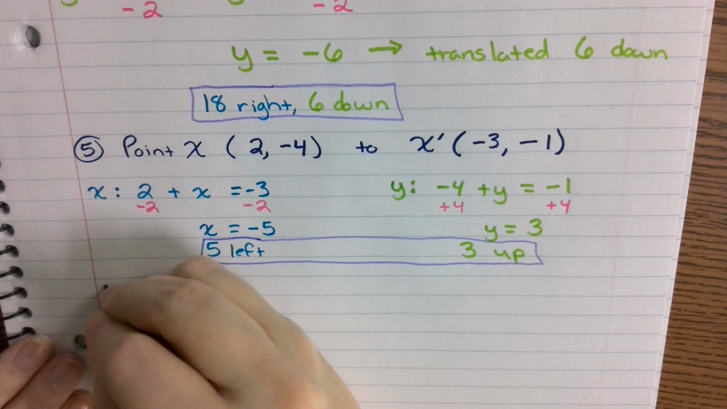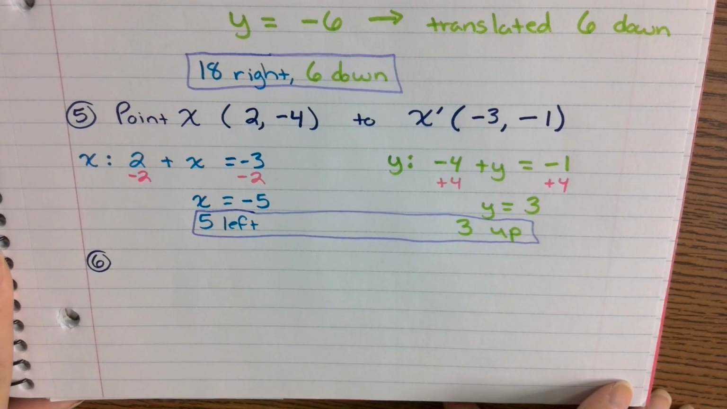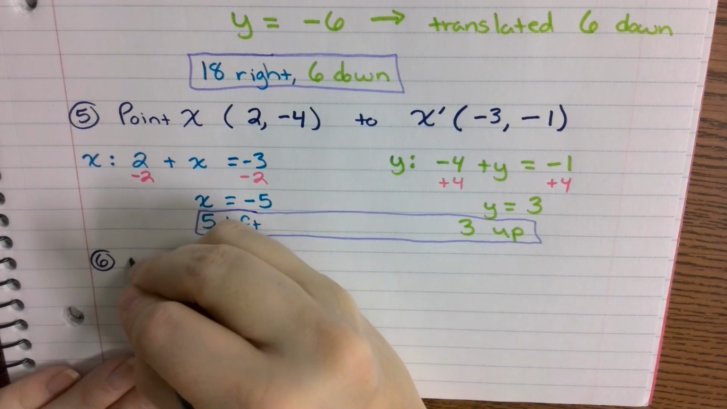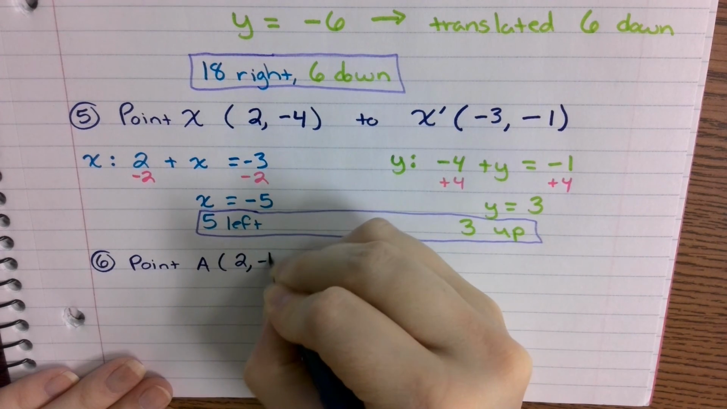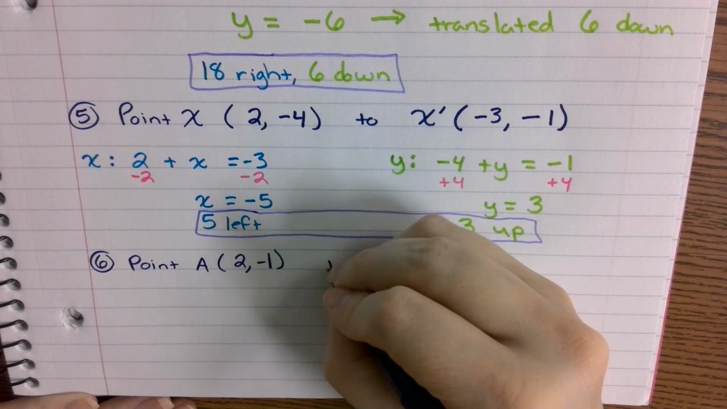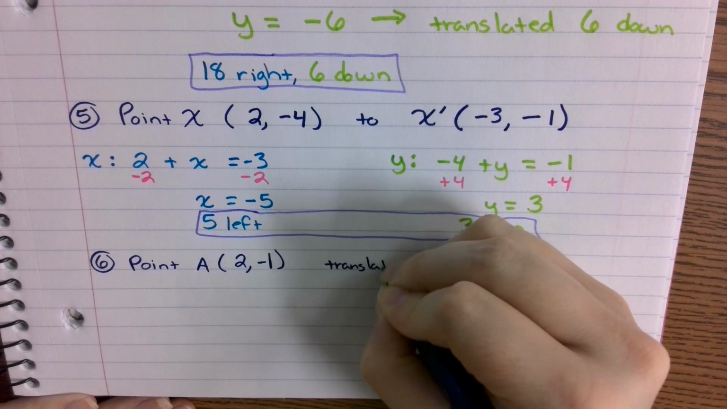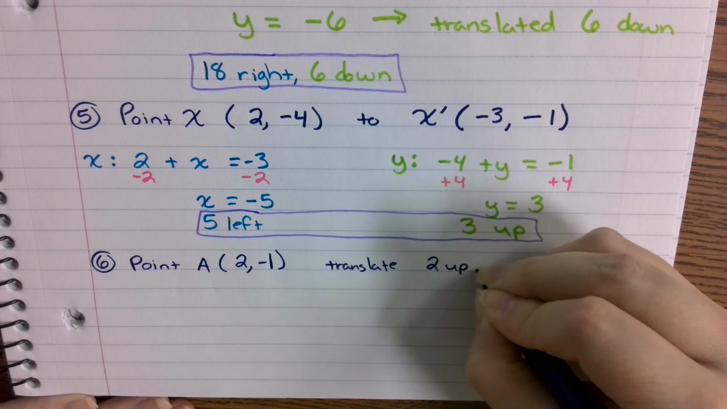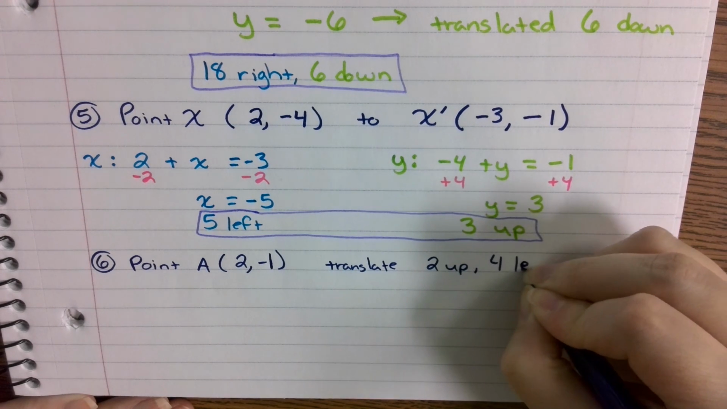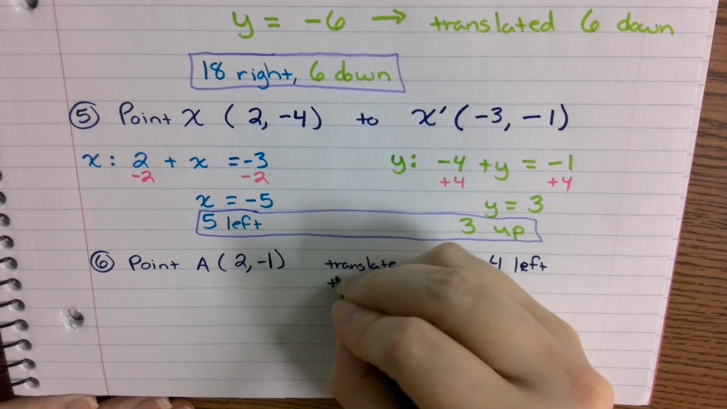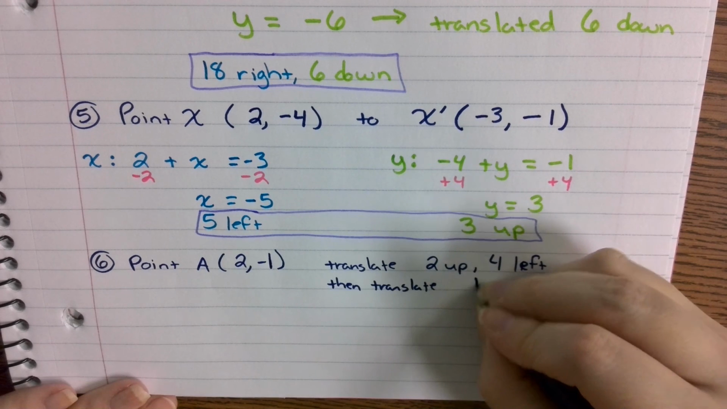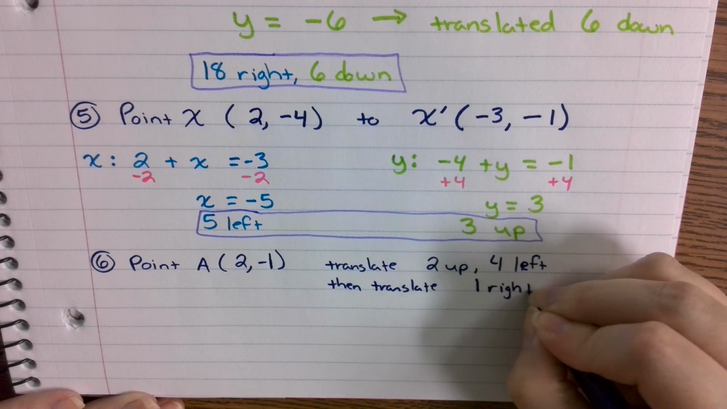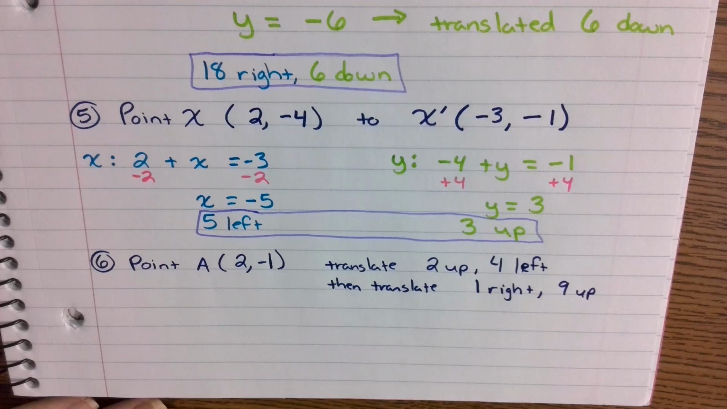All right. Our last little example before I send you off on your own. If I have point A and it's at 2, -1, and I want to go ahead and translate 2 units up, 4 units left, and then I'm going to translate again, 1 unit right and 9 units up. I want to know what it's going to end up at.